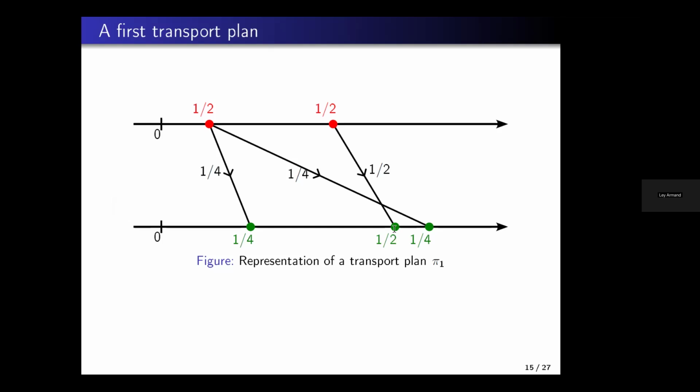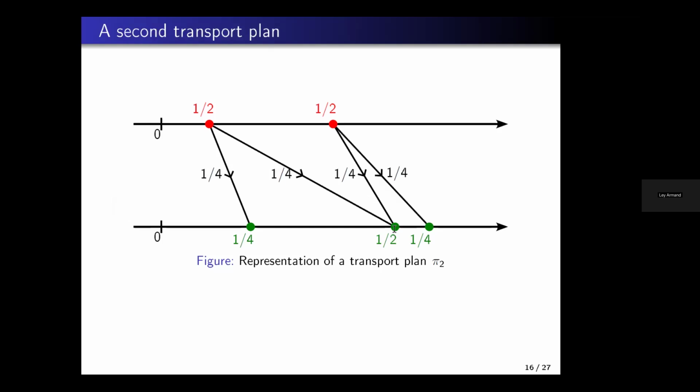You have, of course, other ways to do it. You have an infinity of ways. For example, you have this transport. So the first point in red is giving half of its mass to the first point in green, and the first point in red is giving half of its mass to the second point in green, and the same occurs for the second point in red.